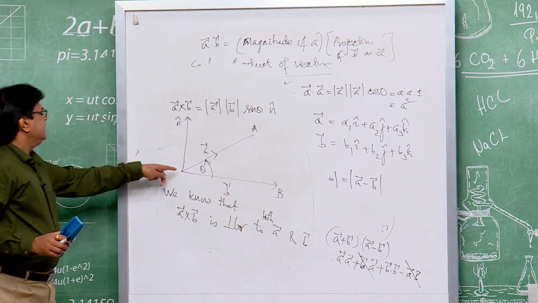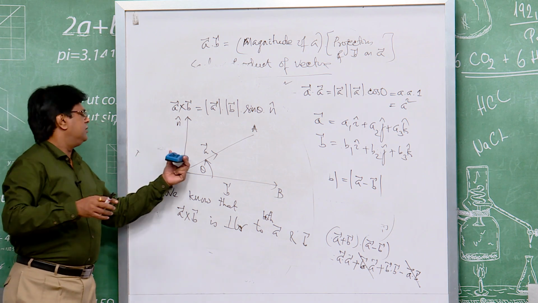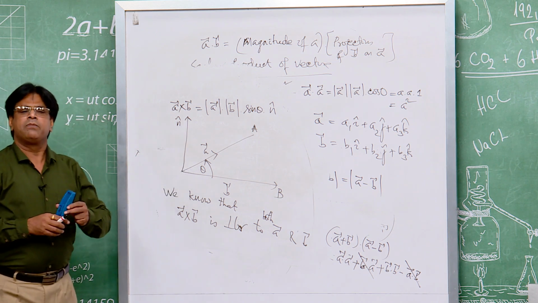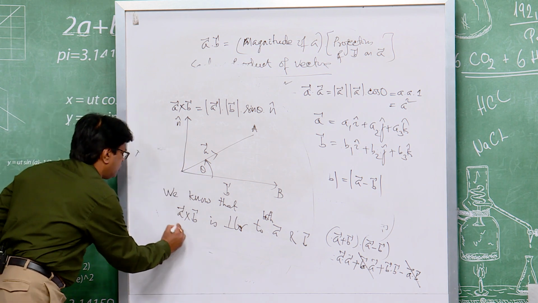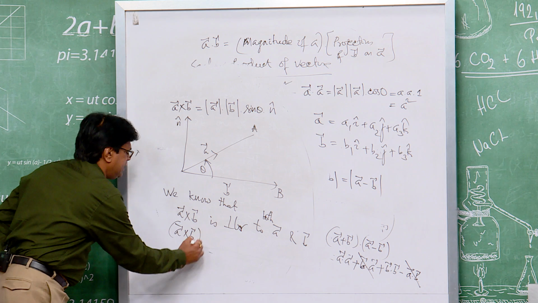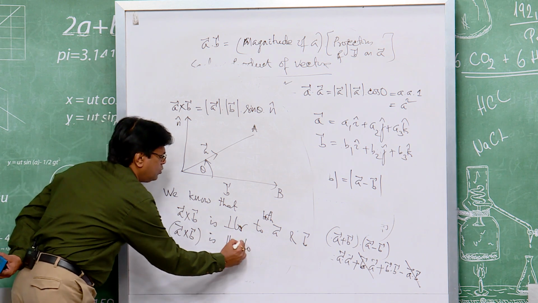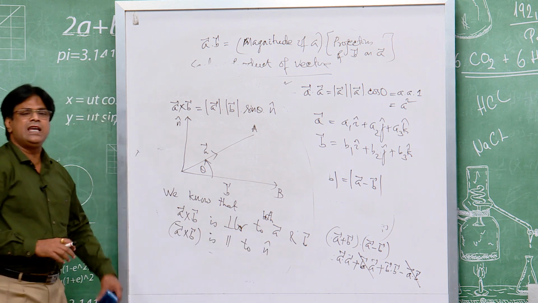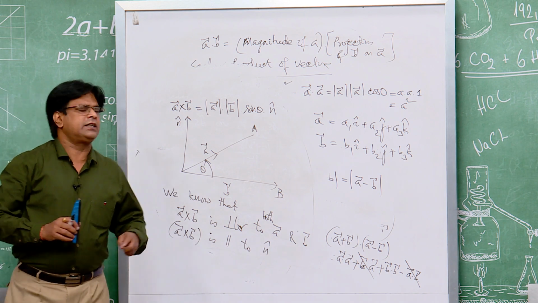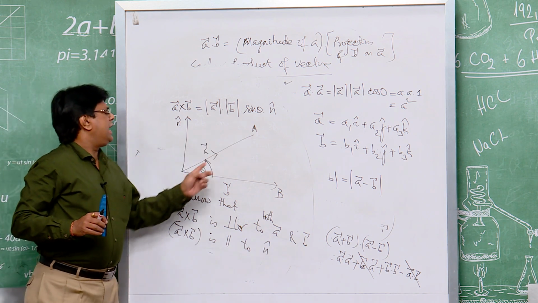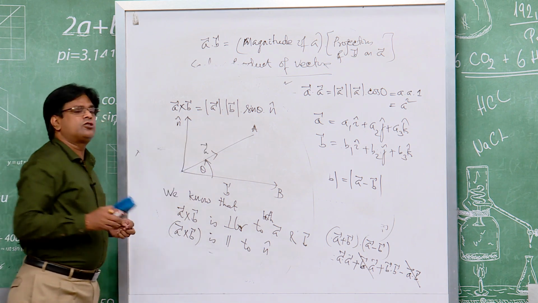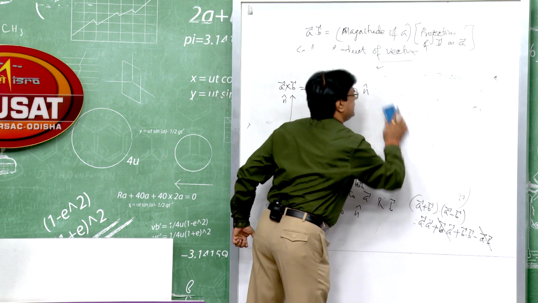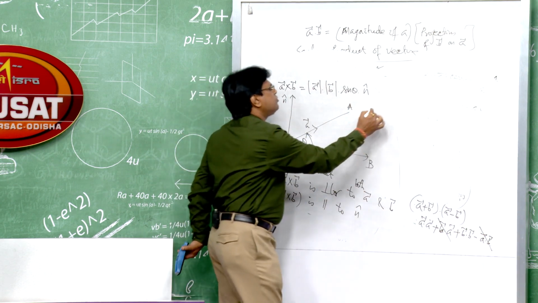So, that is why A cross B is a vector which is also perpendicular to A and B. That is why A cross B is parallel to n cap. So, n cap is the unit normal vector for both A and B. From this we can also find out, suppose we take the magnitude of A cross B.